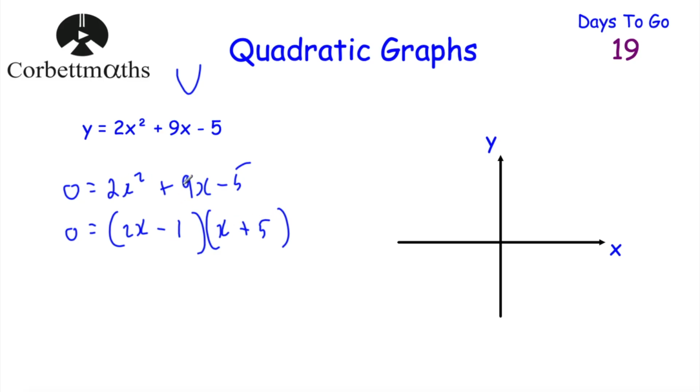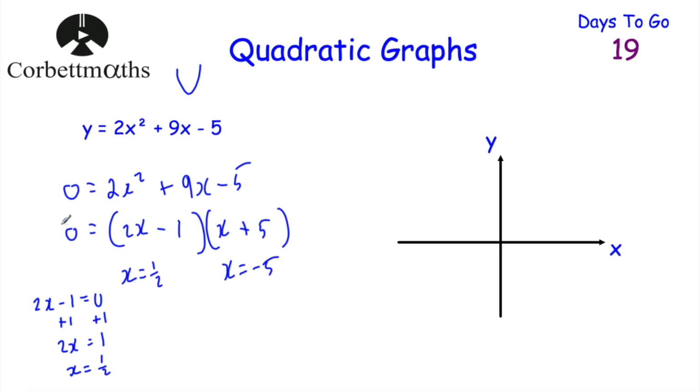Take away x would be 9x, and then minus 1 times 5 would be equal to negative 5, so that's it. So that means our solutions will be x equals a half, or x equals minus 5. And just to go through this one here, what I've done was I've put 2x minus 1 is equal to 0. I've added 1 to both sides to get 2x equals 1, and then divided by 2 to get that x is equal to half.